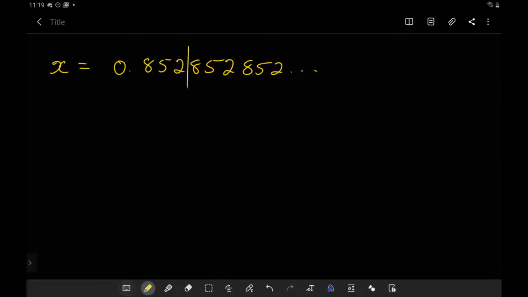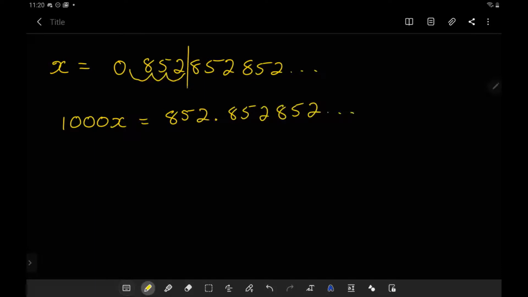So what I would want to do is multiply x by 1,000 because that will put the decimal point right here. So I have that 1,000x is equal to 852.852852 and so on. We agree with this, right? Because all we do is move the decimal place 3 places. That's how we multiply by 1,000.